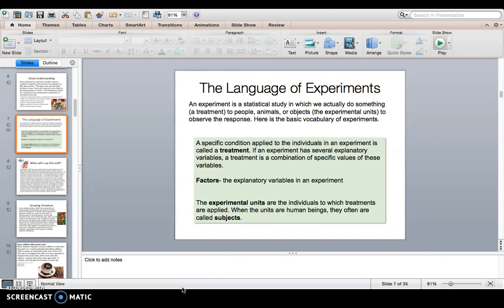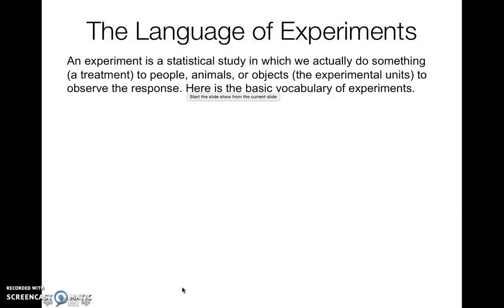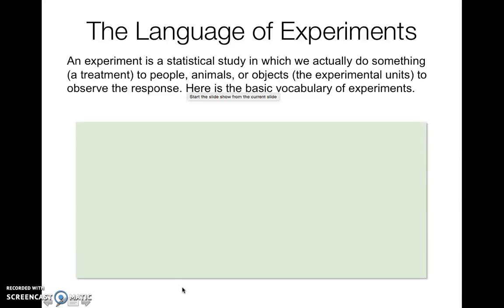Okay, so the language of experiments. So an experiment is a statistical study in which we actually do something, and we call that something a treatment. And we do this to people, animals, or objects. And that's what we call the experimental units, to observe their response.